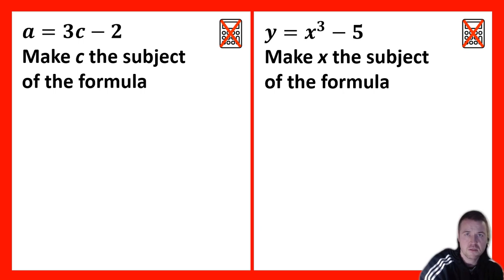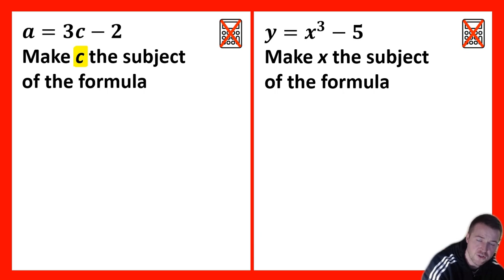In algebra, the subject of the formula is the variable that is expressed in terms of other variables. For example, in the formula a equals 3c minus 2, a is the subject, as this is equal to and expressed as 3c minus 2. Changing the subject means that we're rearranging the formula so that a different variable becomes the subject.